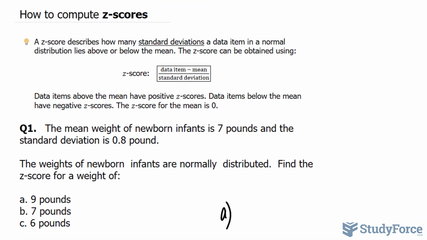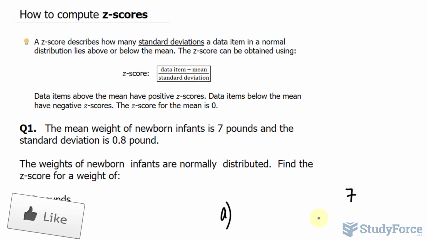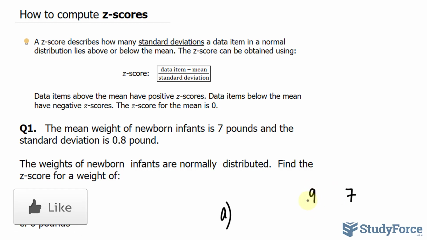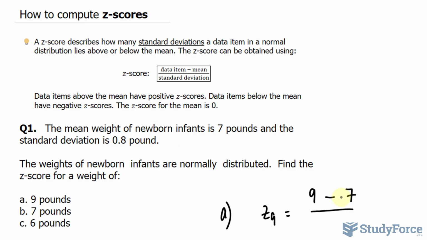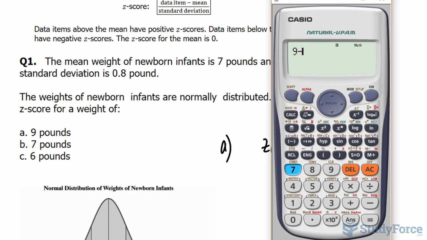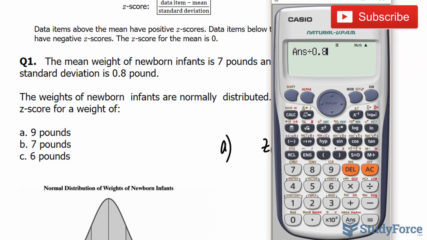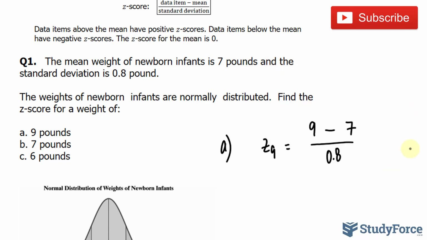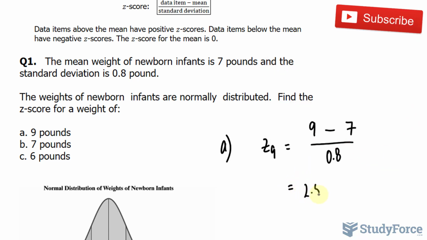As you can see from the formula, we can calculate the z-score by taking the mean, which in our case is 7, and subtracting it from the data item 9. I'll represent this as z sub 9 is equal to 9 minus 7 over the standard deviation of 0.8. Let's calculate this quickly. 9 minus 7 divided by 0.8, and we have a z-score of 2.5.